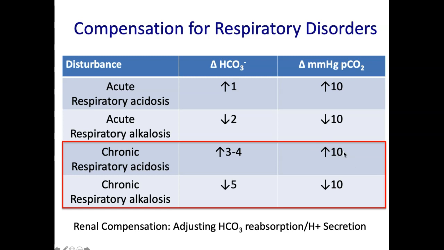For every 10 increase in the PCO2, you'll see an increase in the bicarbonate by maybe 3 to 4, okay? For every 10 chronically, the bicarbonate should go up by about 3 to 4. Likewise, for a chronic respiratory alkalosis, which can occur, for every drop or decrement in the PCO2 by 10, the bicarbonate should decrease by about 5.